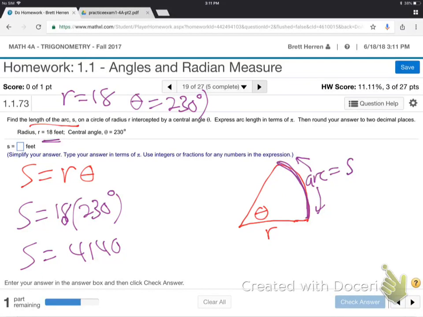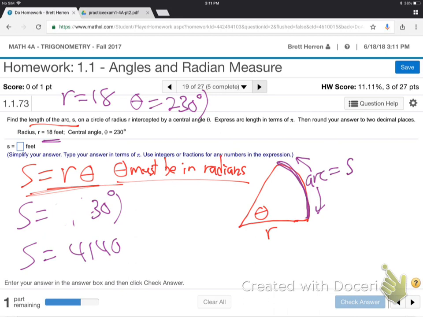So this is wrong. The reason this is wrong is, I want to make a big deal out of this so you remember, when you use S equals R theta, theta must be in radians. It can't be degrees. The formula simply does not work. It's not true in degrees. That formula is only true if theta is in radians. So let's go back and let's change theta to radians.